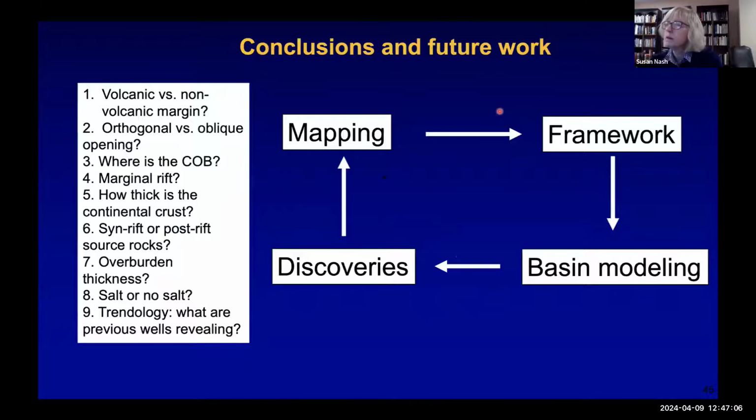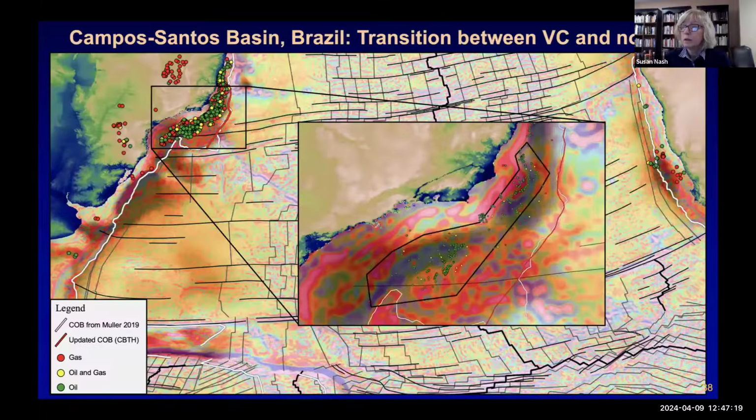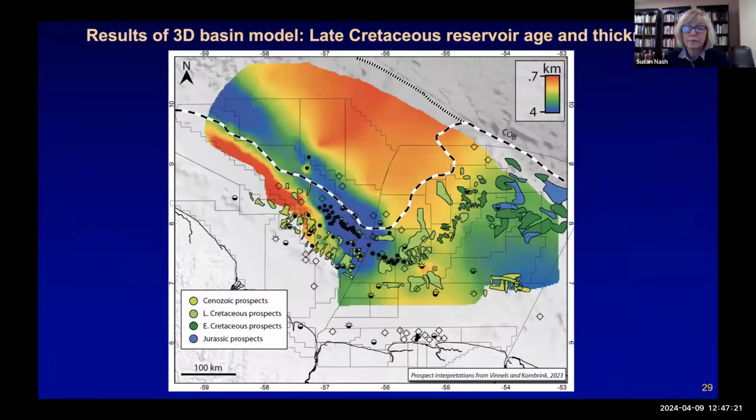You might read it in the question and answer. It says, is little salt and least amount of hydrocarbon associated with obliquely opened margin? So I think the question is, what is the relationship between salt and hydrocarbon in an obliquely opened margin?